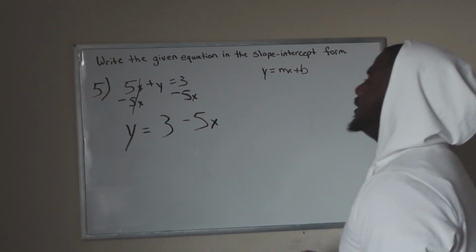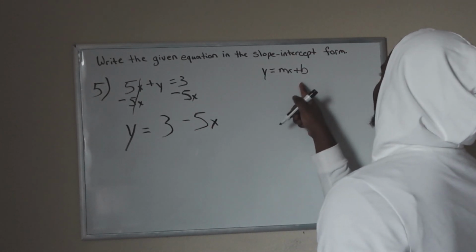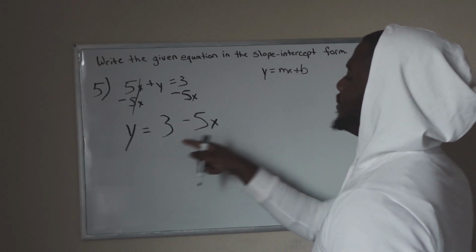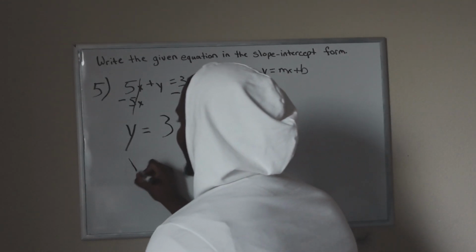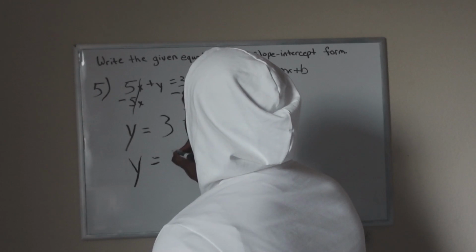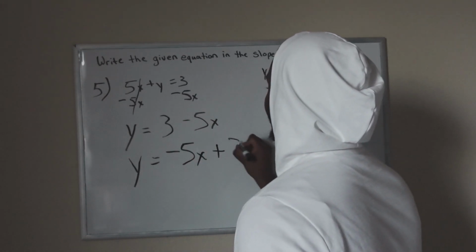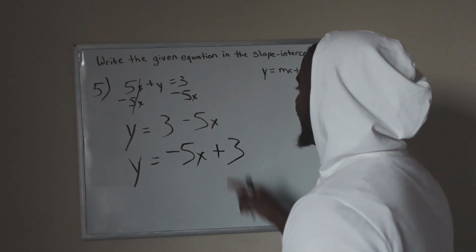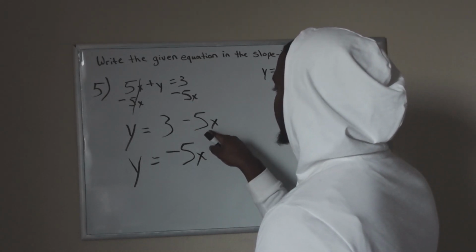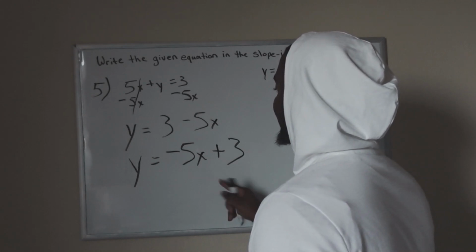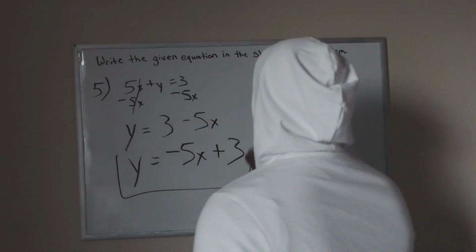And now you have 3 minus 5x, right? We're not quite done because it still doesn't look like it's in the same form. You want that x value to come first. So you could just rewrite it like this: negative 5x plus 3. I just reversed it. I put negative 5x, and this is a positive 3, so you would just add 3. And that's all it is to it.